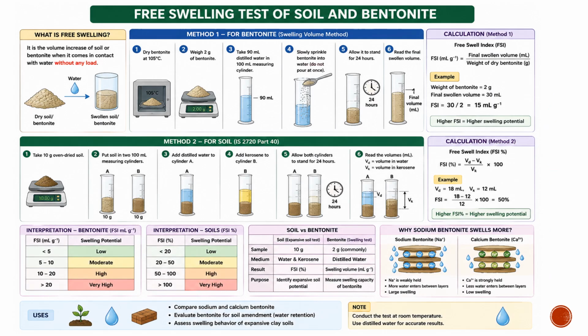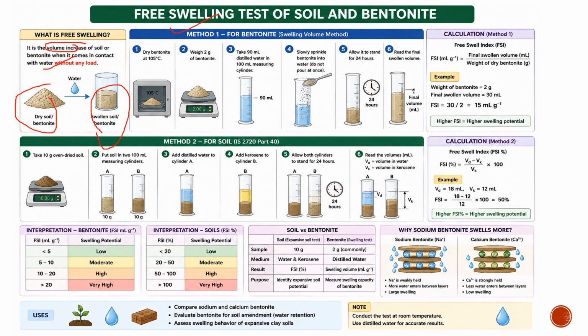Next important physical property is the free swelling test of soil and bentonite. What is free swelling? It is nothing but the volume increase of the soil or bentonite when it comes in contact with water without any load. For example, this is dry soil or bentonite; when you keep it in water, how much it has swollen, that is called free swelling.